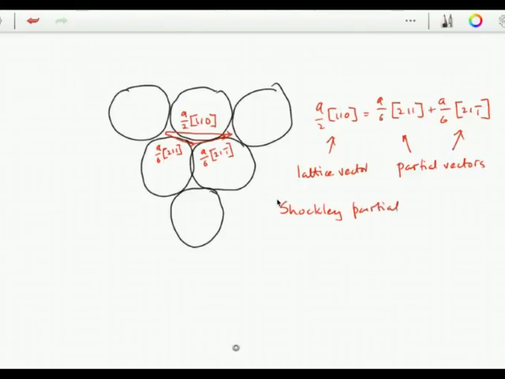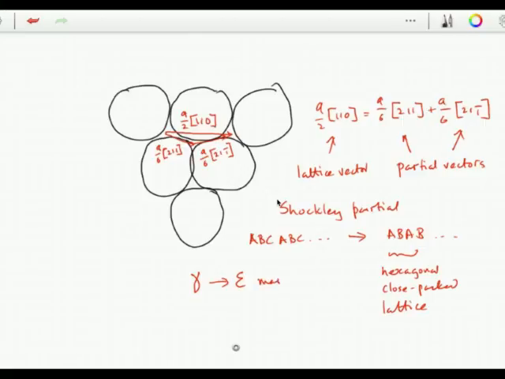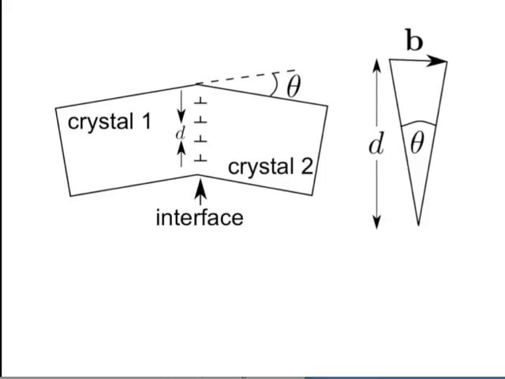And its movement will change the stacking sequence of austenite, which is ABC, ABC for the 111 planes, into AB, AB, etc., which is the hexagonal close-packed lattice. So if I put a Shockley partial on every successive plane, then I can transform my cubic close-packed structure into a hexagonal close-packed structure. So we get the gamma to epsilon martensitic transformation. So in the case of the interface between martensite and austenite, these dislocations will be partial dislocations, but they will still be recognizable as dislocations.